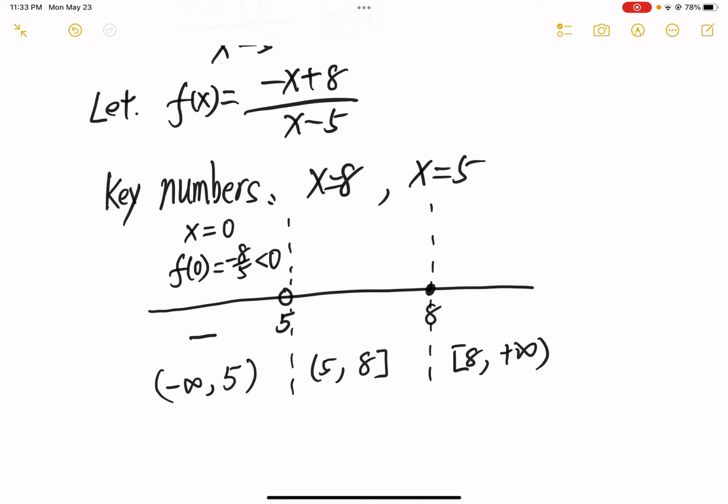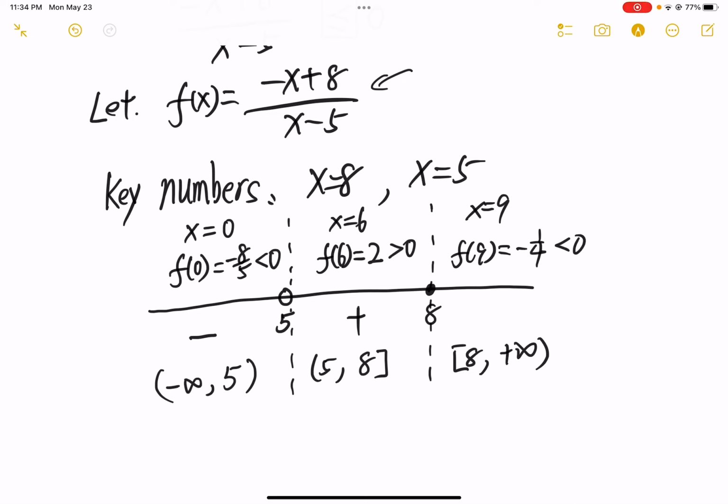On this interval, we pick x equals 6. So if you plug in f of 6, which is equal to 2, right, it's greater than 0, so it's plus here. Here is x equals 9. If you plug in f of 9, it's equal to negative 1/4, so this is less than 0. So here is negative.